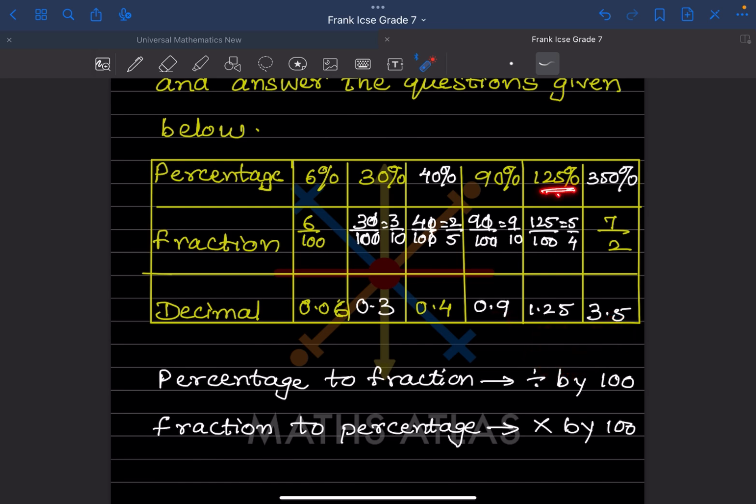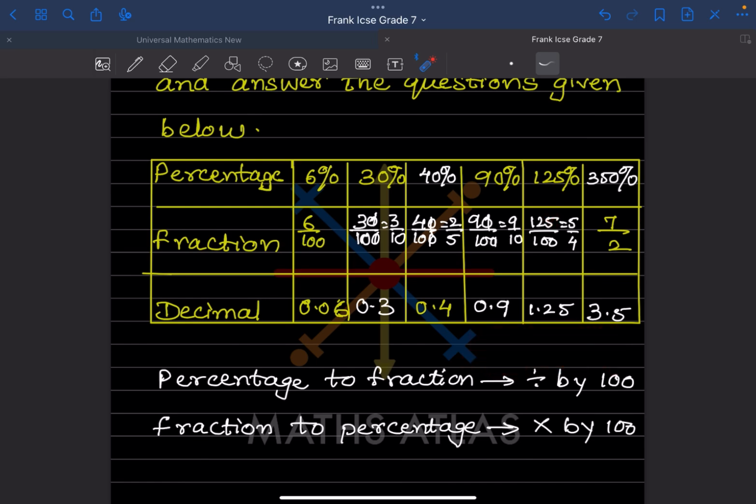125% means you will write here 125 by 100. Always from percentage to fraction, you divide it by 100. So this goes with the table. This will be 125 by 100. So this will go with 5. So this by 25, sorry. So this will be 25, this also by 25. So this is going to be 5 by 4.